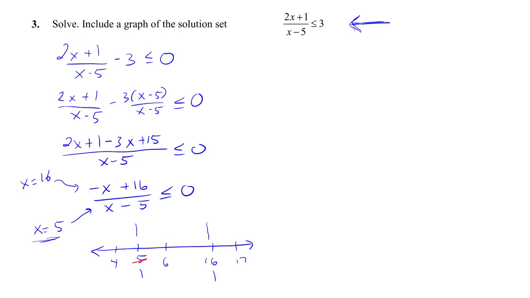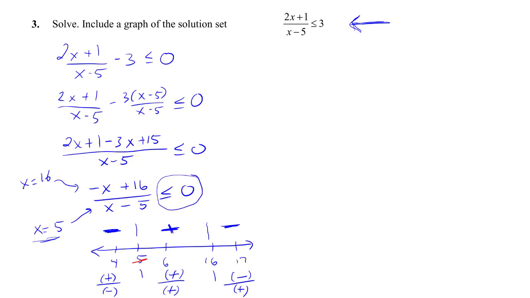If I put 4 in, negative 4 plus 16 is a positive, but 4 minus 5 is a negative, so we get a negative there. Put 6 in, negative 6 plus 16 is a positive, and 6 minus 5 is a positive, so we get a positive. Put 17 in, negative 17 plus 16 is a negative, and 17 minus 5 is a positive, so I get a negative overall there. Now I know what I get in every region, and I go back.